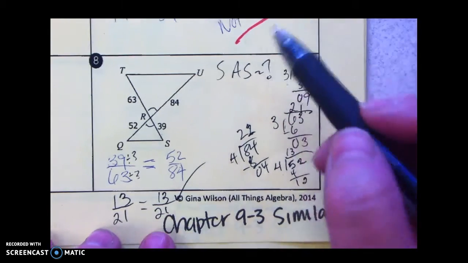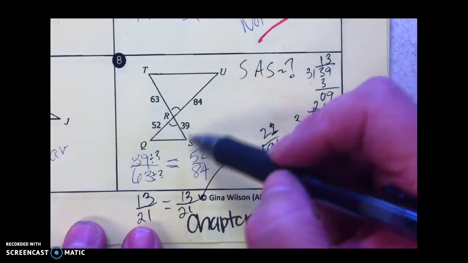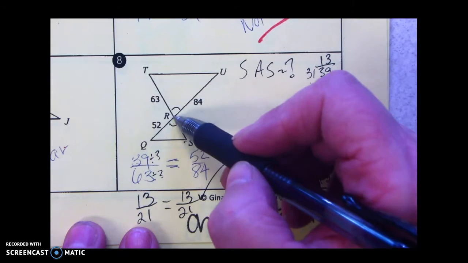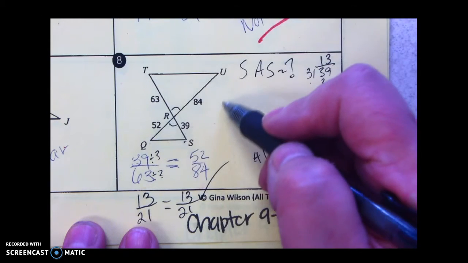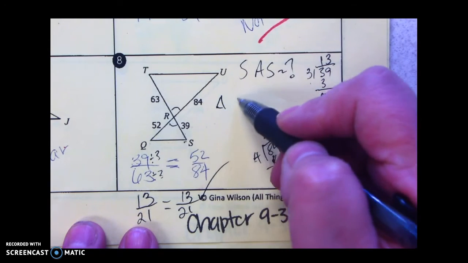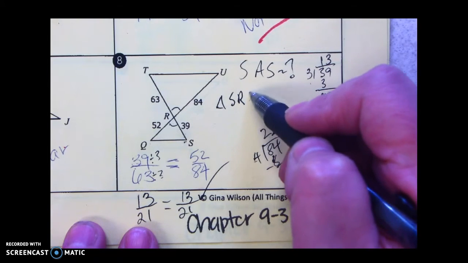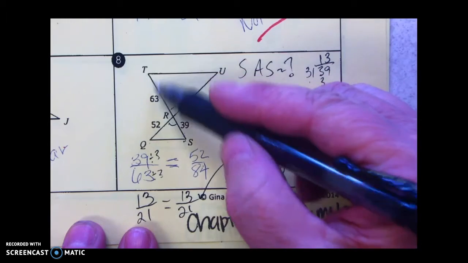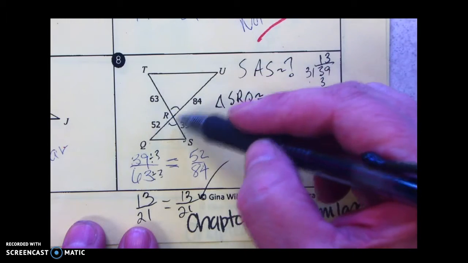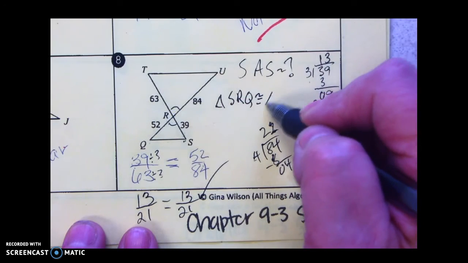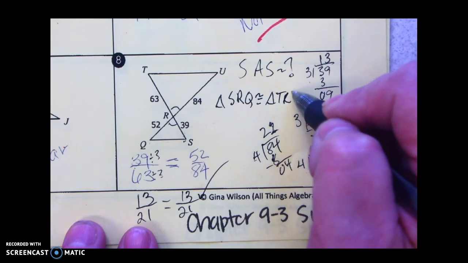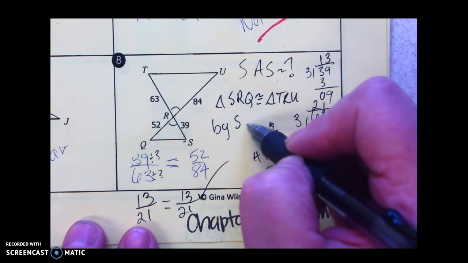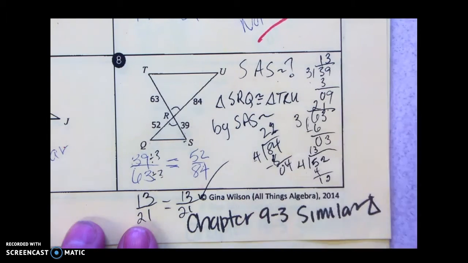And that would be triangle, going from the small side to the middle to the bigger side. So triangle SRQ is similar to triangle TRU, small side to the middle to the larger side, by side-angle-side.